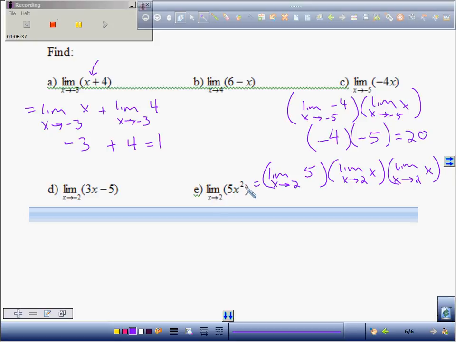Or I could just take 2 and plug it in there and get the answer, which is the easy way to do it. Okay? Questions yet? Good. We're moving on.